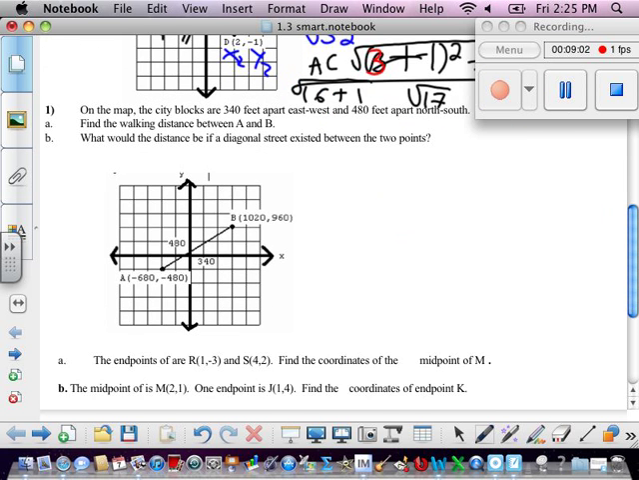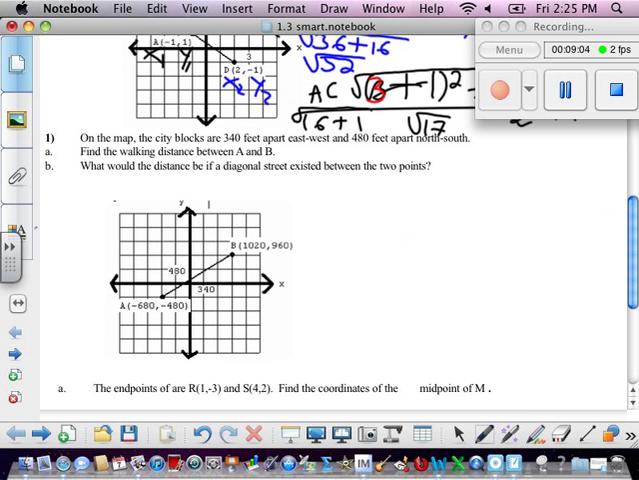On the map, the city blocks are 340 feet apart east to west and 480 feet north to south. Find the walking distance between A and B. Okay, so this is if we're walking city blocks and we can't cross through people's yards. So we have to go up 1, 2, 3, and over 1, 2, 3, 4, 5.